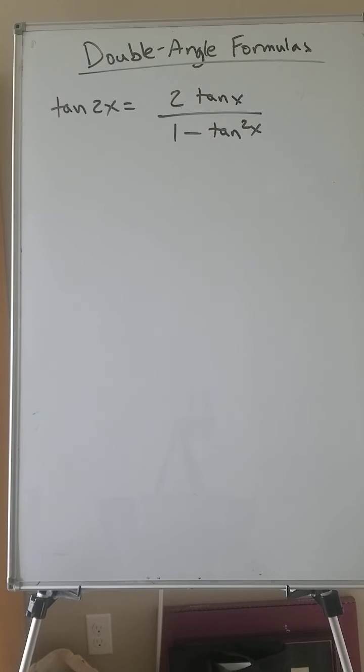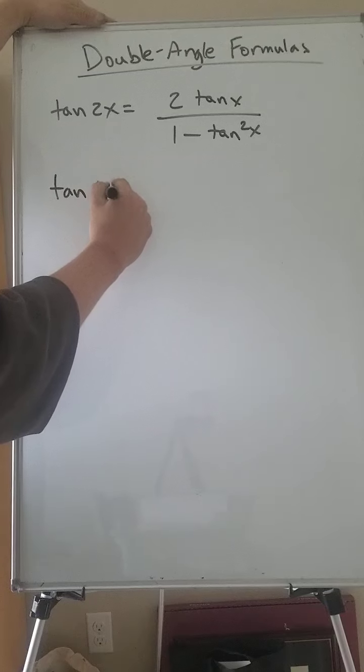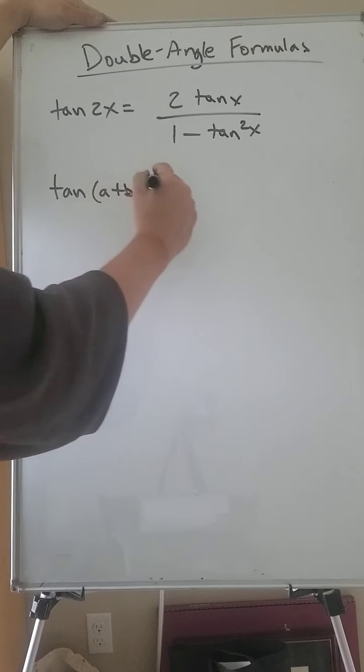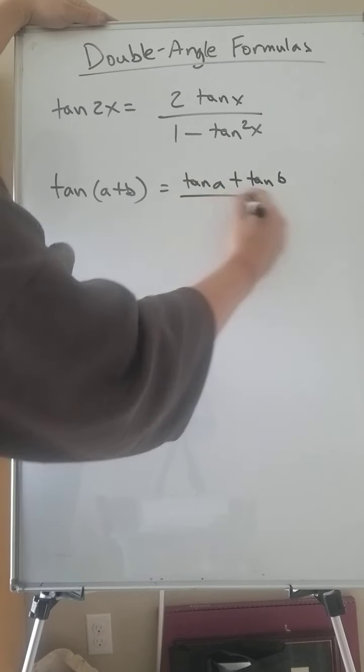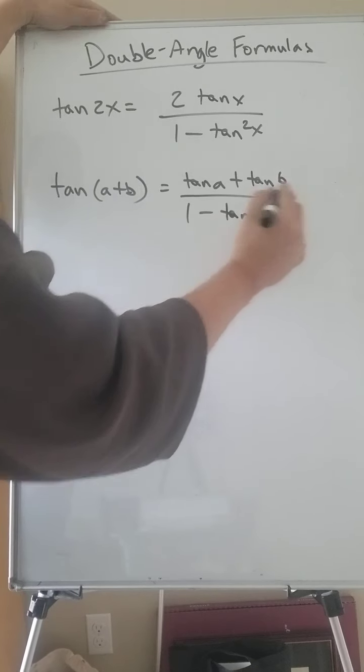The only time where I would say that you would really need to know this is in the case of verifying identities or proving identities like we've done in some of the assignments. Okay? So anyways, why does tangent of 2x equal this? Again, just like the other two, it comes back to our understanding of tangent of a plus b. Again, this is already in our notes. This is the sum formula for tangent. Tangent of a plus b is equal to tangent of a plus tangent of b over 1 minus tangent of a times tangent of b.